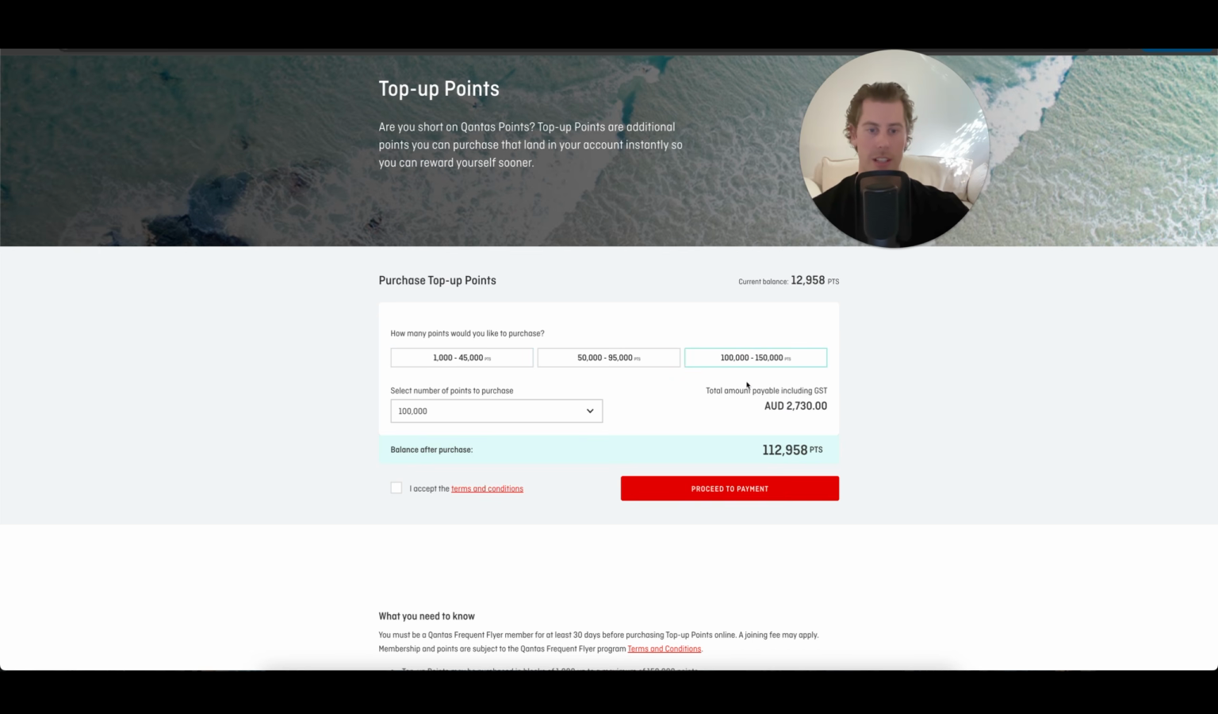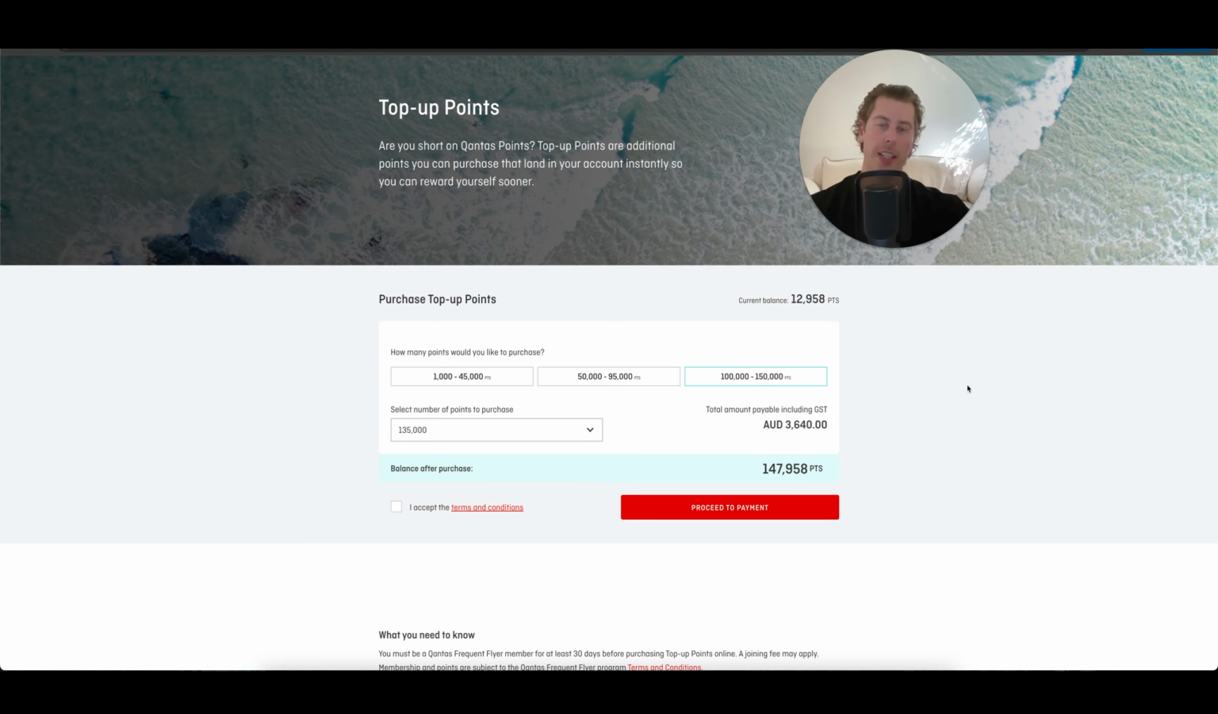So I'll click on this 100,000 to 150,000 points section, scroll down until I find the amount of points required for that flight. So it's 130,100 Qantas points, which is a little bit annoying. So you're going to have to purchase 135,000 Qantas points. That will set you back $3,640.